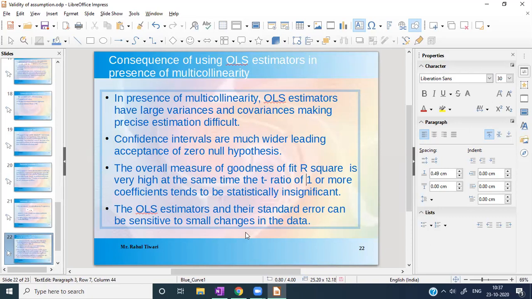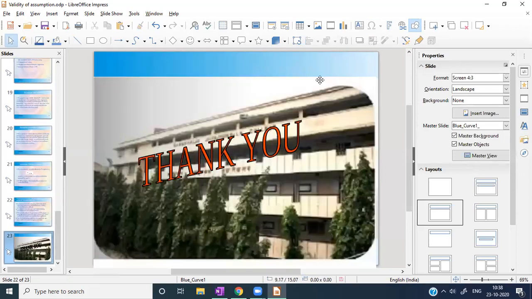And the next one is that OLS estimators and their standard errors can be sensitive to small changes in the data. That is a very important part. Even if you change very small things in your data set, your standard errors and estimators still have a very important role in your model. What else? This is the last slide.